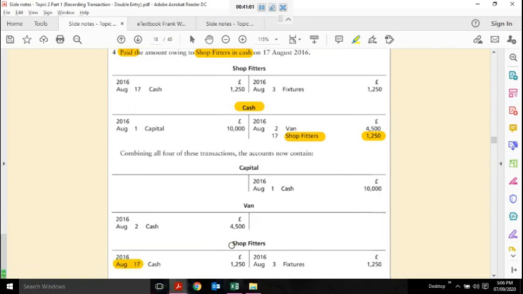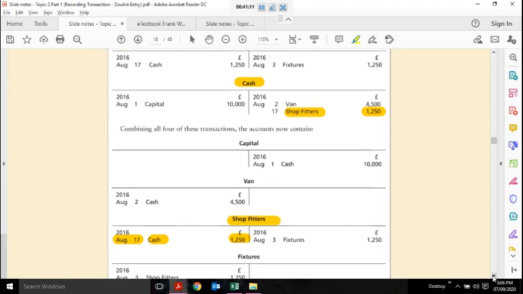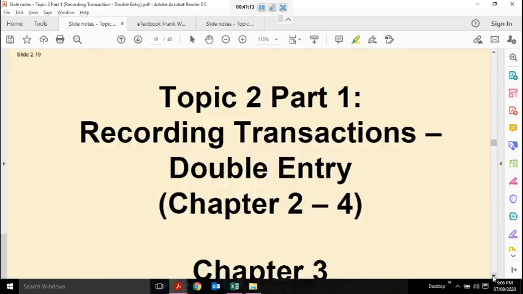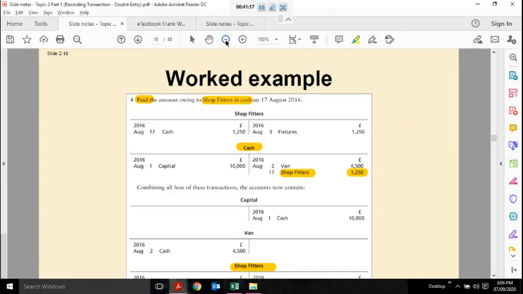So this is shop fitters. This is from the previous one. You pay by cash. So right here, cash, this is the same amount. Okay, so that is for the first part from chapter 2.